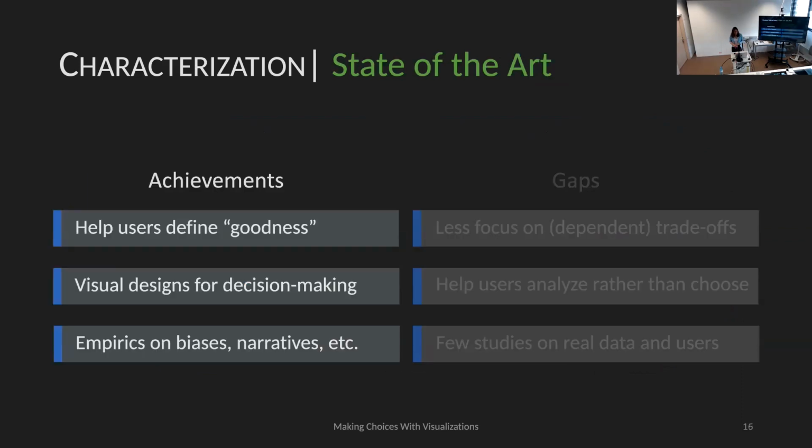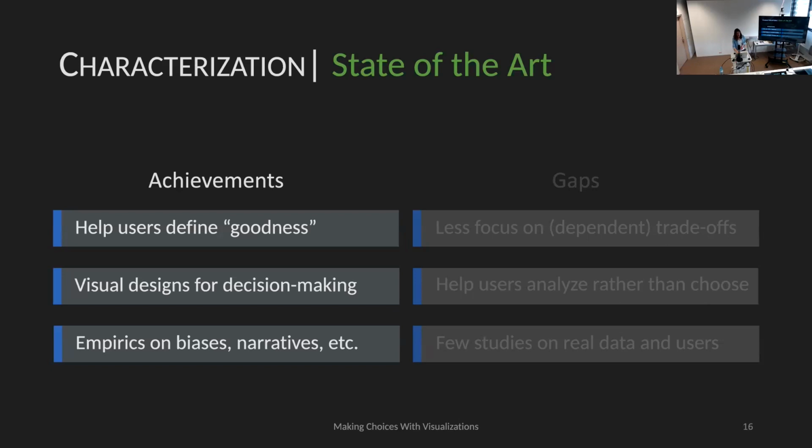Now, one might say that decision-making is not a particularly novel topic in visualization research. However, as I already mentioned, it is important to not confuse decision-making with multi-attribute choice. So choice is really only one out of multiple stages, and this stage has not yet received much dedicated attention.